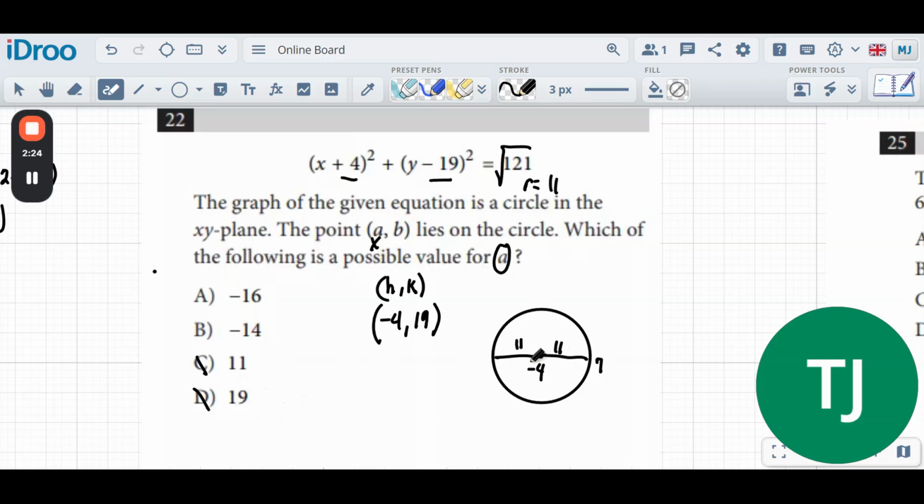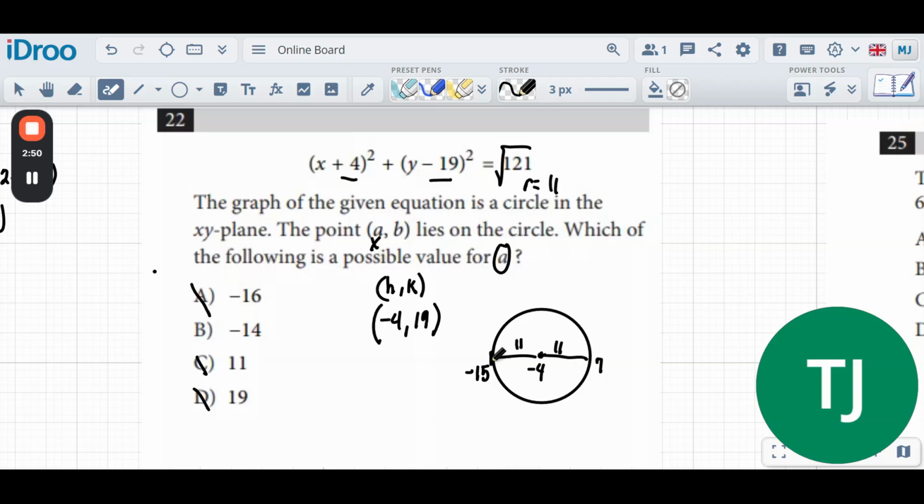What about to the left? To the left, we're going to add 11 more. So that would be −4 minus 11, so that's −15. That means the lowest it could get is −15. You can't go past that. So that means right off the bat, A is eliminated, because you can't go past −15.